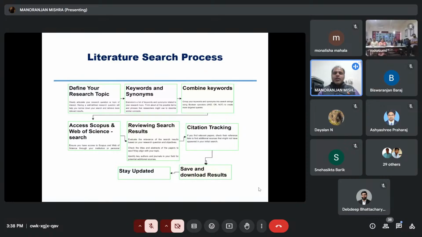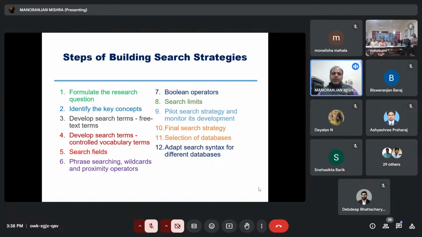Then steps for building search strategy. As someone was asking: formulate the search question, identify the key concept, develop the search terms, free-text terms, controlled vocabulary terms, search field, phrase searching, wildcard and proximity operator, Boolean operator, search limit, pilot search strategy, monitor its development, final search strategy, selection of databases, adopt search syntax for different databases.